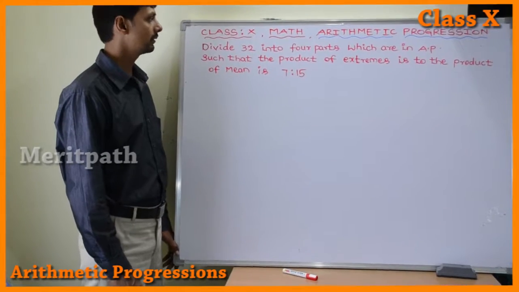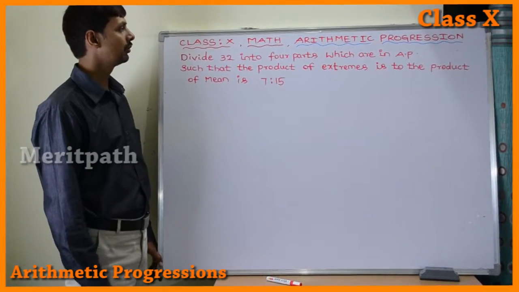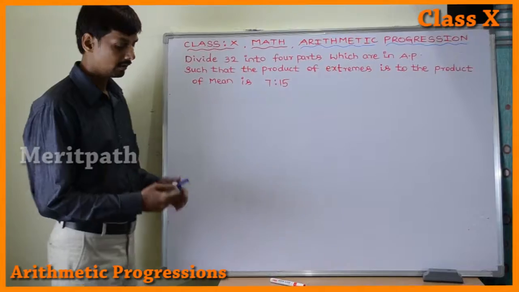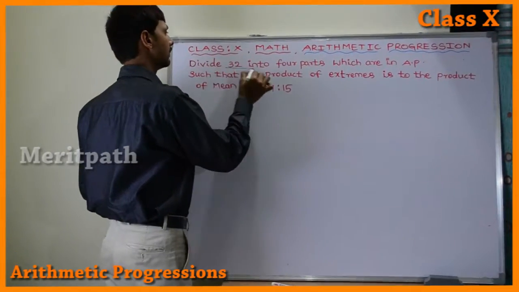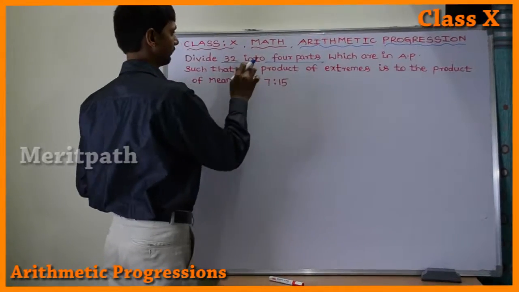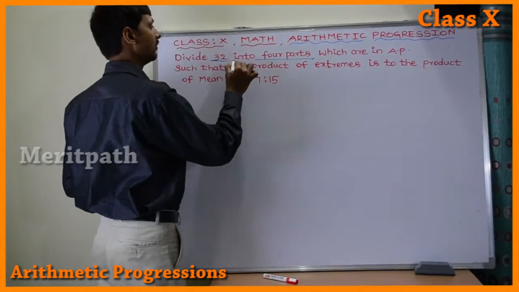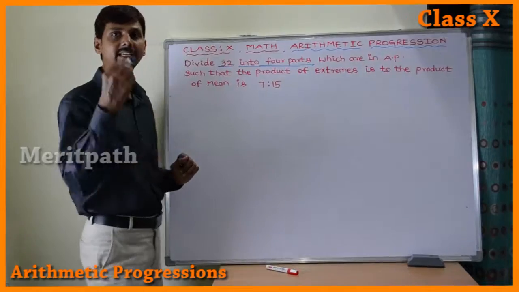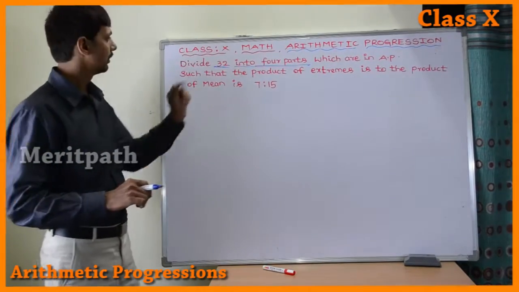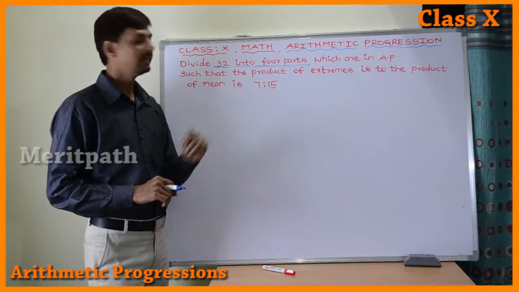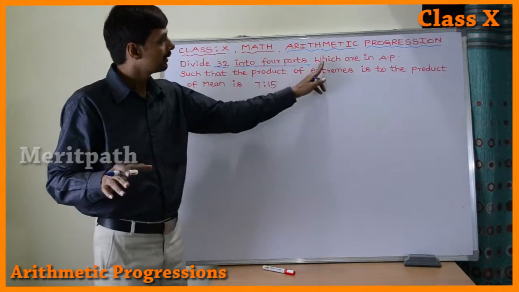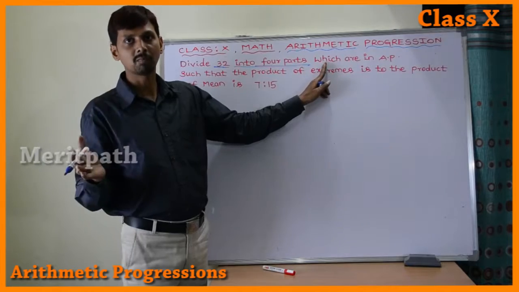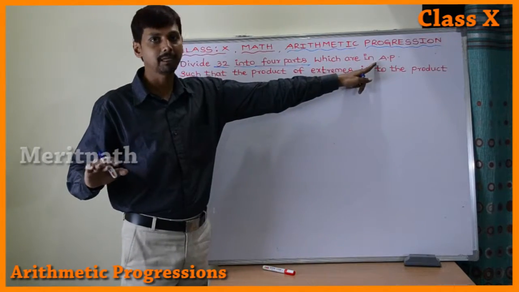Recall, divide 32 into 4 parts. We need to divide 32 into 4 parts which are in AP. The terms are in AP. After making the 4 parts, those parts should be in AP.